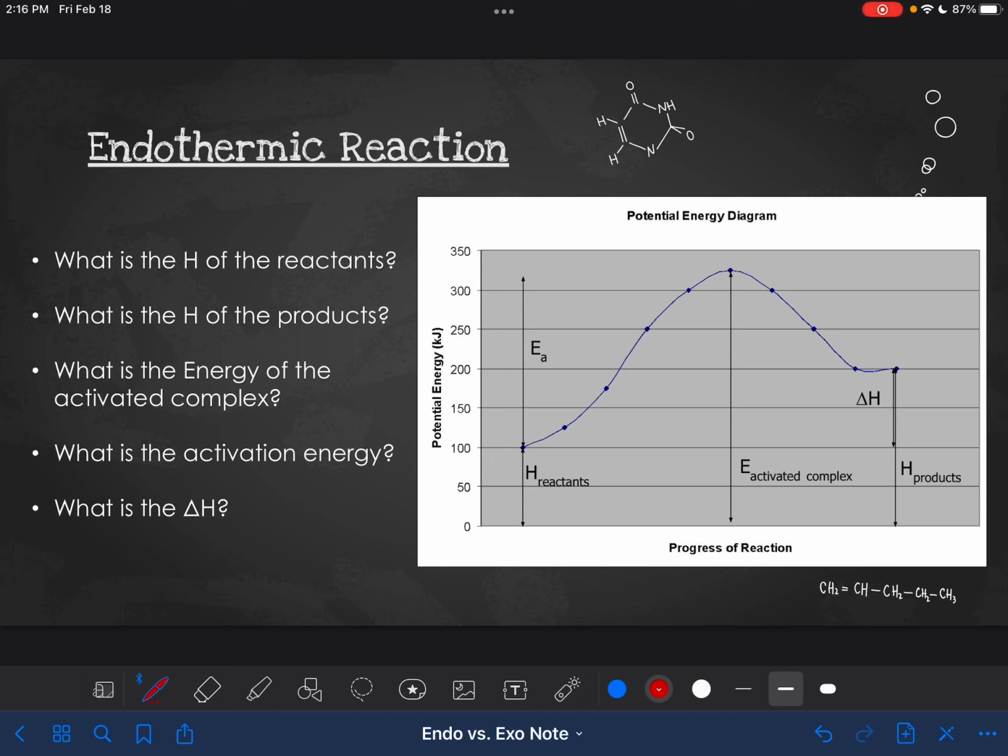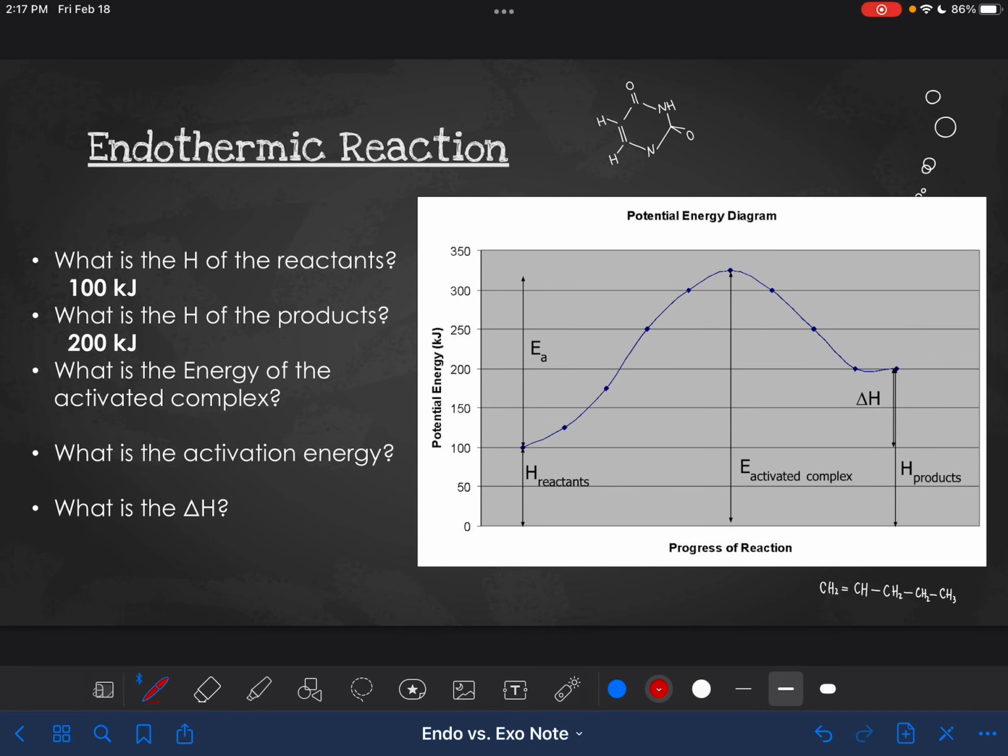If we look at the reactant, how do we find the reactant? Well, just by looking at the graph and the y-axis, we can see that the reactant is from here. Okay? And if we look at the graph, what is the number that we see? Obviously, 100. So our answer is 100 kilojoules. Now, what happens if we find the product then? Well, the product is over here. If we go across, that gives us 200. So that's 200 kilojoules.